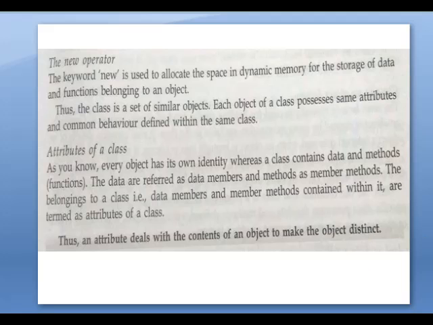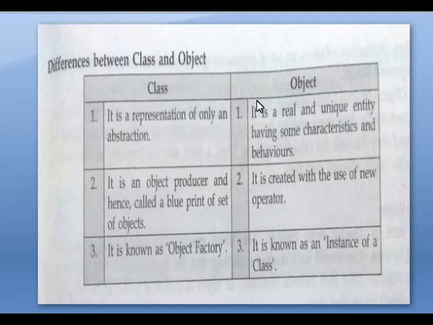Now we are going to see the difference between the class and the object. First, a class is the representation of only an abstraction, while an object is a real and unique entity having some characteristics and behaviors. A class is an object procedure and hence called a blueprint of a set of objects. Blueprint means a copy of a set of objects. An object is created with the use of the new operator. So if you want to create an object from a class, we use the operator new.